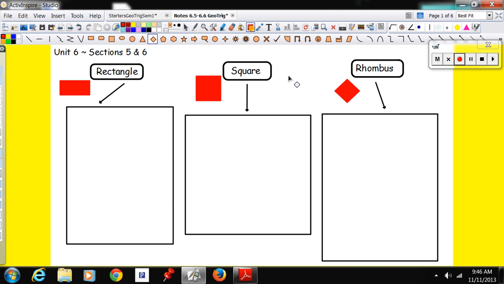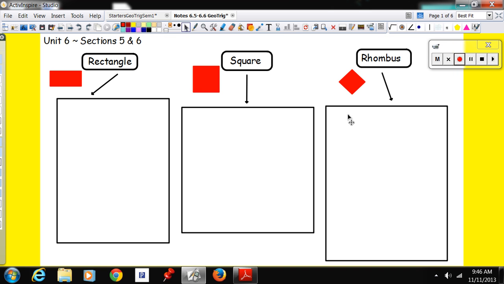In a rhombus, you've got opposite sides parallel. So a rhombus could have different shapes. The key thing is a rhombus has 4 equal sides. Now here are the characteristics for each one. And let's go through the rectangle first.